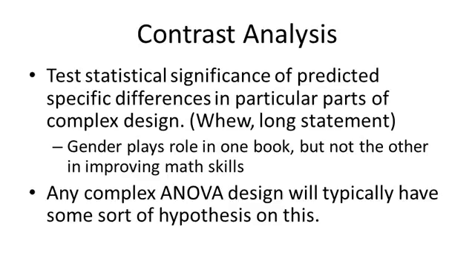In contrast analysis, you basically test the statistical significance of predicted specific differences in particular parts of a complex design. It's a long statement. I could not figure out a more concise way to explain it, but in our example it would be basically saying that gender plays a role in one book but not in the other in improving math skills. Any complex ANOVA design will typically have some sort of hypothesis on this, so you can actually test these things.